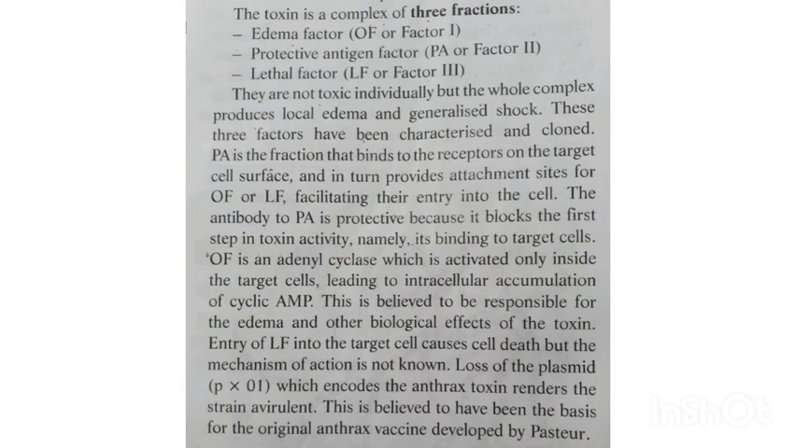We already said that the anthrax toxin production is also encoded by the plasmid present in Bacillus anthracis, right? So the loss of such a plasmid that carries the genes for the production of anthrax toxin also renders the organism avirulent or non-pathogenic. So this also became a mechanism for the vaccine production by Pasteur. So that's all about virulence factors.